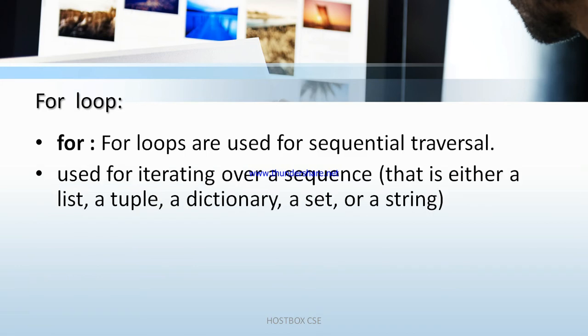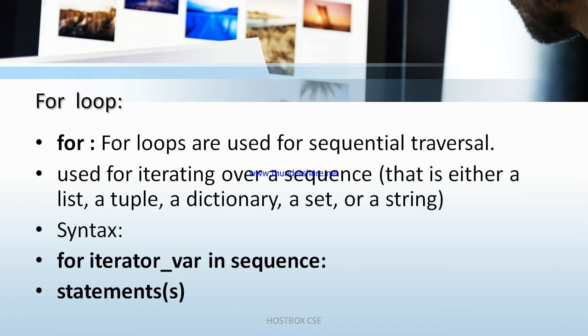Then the for loop. What is the use of the for loop? It is used for sequential traversal and also for iterating over a sequence, that is either a list, a tuple, a dictionary, a set, or a string, anything. So you can do anything with the for loop. There is no need for an increment operator, condition, etc. You can use for where you want to print all the values one by one. The syntax is: for iterator_var in sequence, and statements. Previously we saw what the range function is, and we can use the range function with the for loop, which is very useful in Python program development.